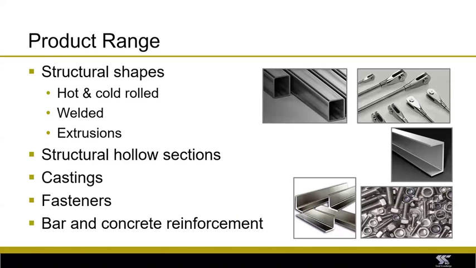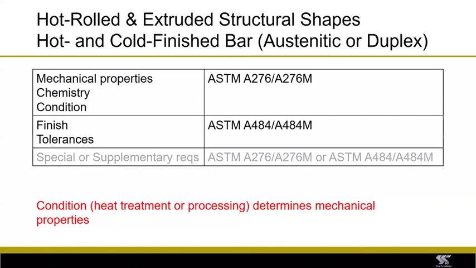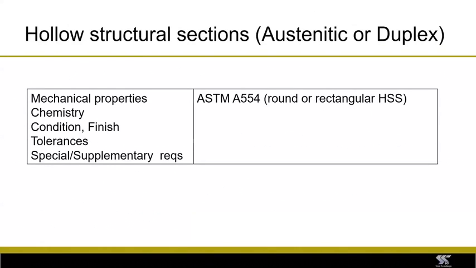A range of structural products is available in stainless steel, and so you need to pick the right product standard. So in the world of ASTMs, you need 2 standards to specify most products. One covers mechanical properties and chemistry, and one condition, finish and tolerances. So these are the ASTMs for flat material. Then you have different ASTMs for bar and shapes. And then another different ASTM for your hollow sections.